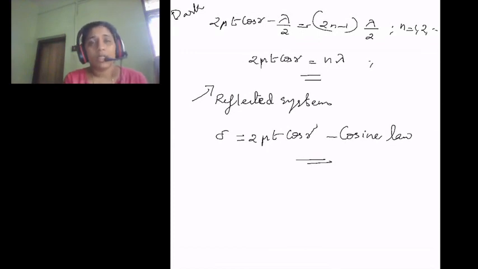2 mu T cos R minus lambda by 2 is equal to (2n minus 1) lambda by 2, where n equals 1, 2, 3, etc. Therefore 2 mu T cos R is equal to n lambda. These are the conditions for darkness and brightness in the case of the reflected system.